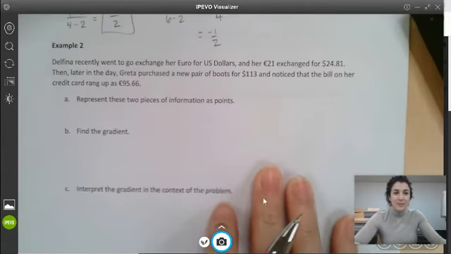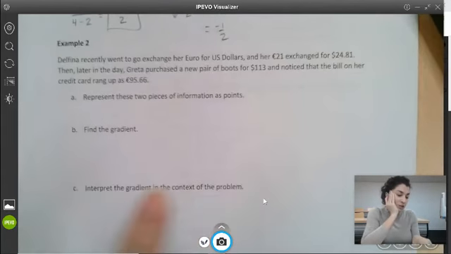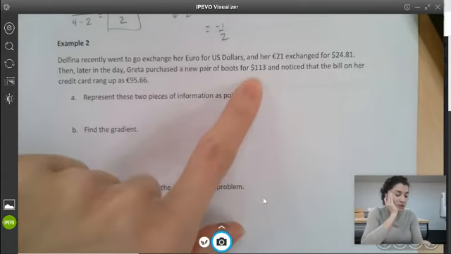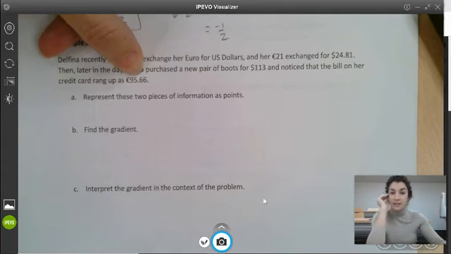Example 2. Delphina recently went to exchange her euro for US dollars, and her 21 euro exchanged for $24.81. Then later in the day, Greta purchased a new pair of boots for $113 and noticed that the bill on her credit card rang up as 95.66 euro.